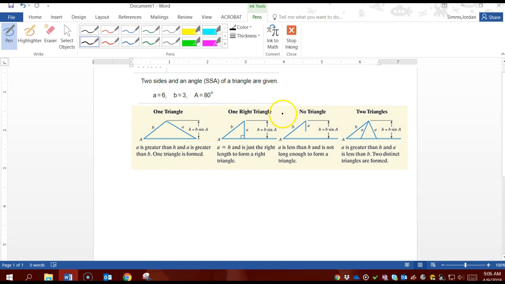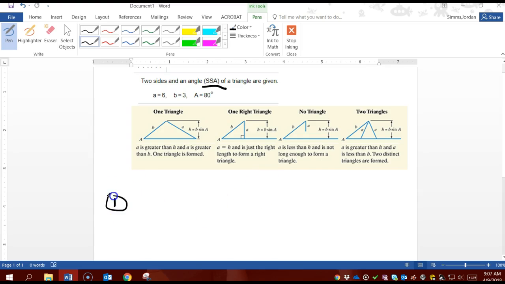So one of the first things that we can do, and if you're going through Help Me Solve This, they kind of do it in a confusing way, I find. Here's what I always do. Whenever we're dealing with the ambiguous case, an SSA situation where we know two sides and an angle, first I want to know what the deal is. Is it one triangle, one right triangle, no triangle, or two triangles? And this saves me a lot of work.